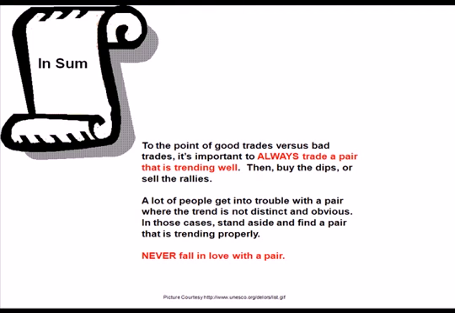Let's just take a break here and talk about what we've learned. You should always trade a pair that is trending well. Then buy the dips in the uptrend or sell the rallies in a downtrend. And whatever you do, friend, never fall in love with a pair. Pick a pair that is trending well and you'll do just fine. Don't trade a pair because somebody else is trading the euro or somebody else likes the pound. That's got nothing to do with it.